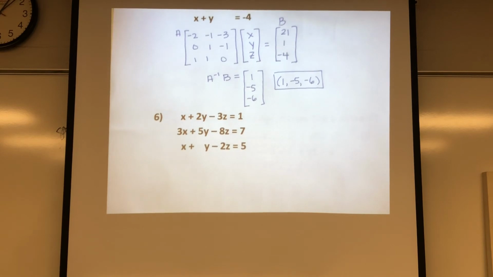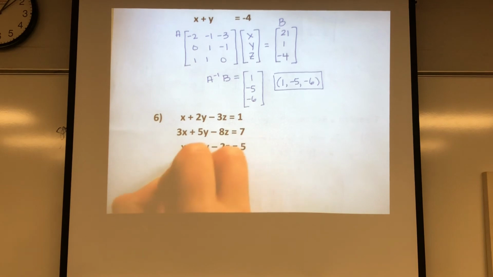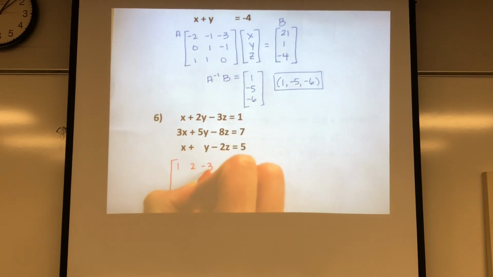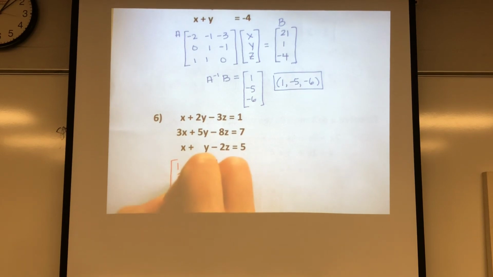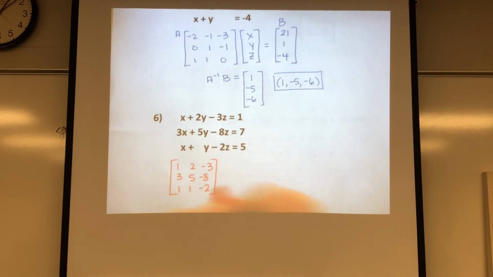All right, last one, number 6, same thing. I want you to write it down, hit pause, and try it, just like we did on number 5. We have some work on our paper, but a lot of work is in that graphing calculator, so practicing those steps. And I really want you to keep going through and practicing those. So on this one, our coefficient matrix would be 1, 2, -3, 3, 5, -8, 1, 1, -2.